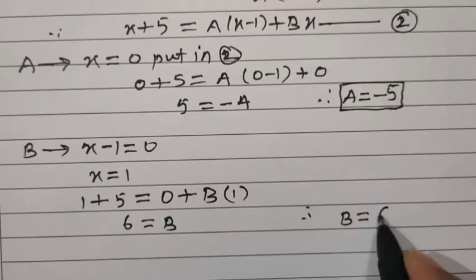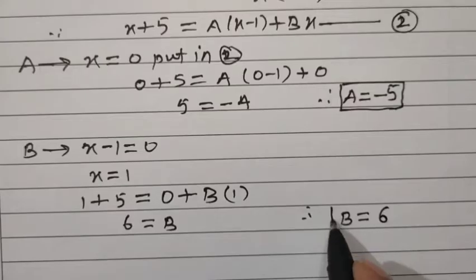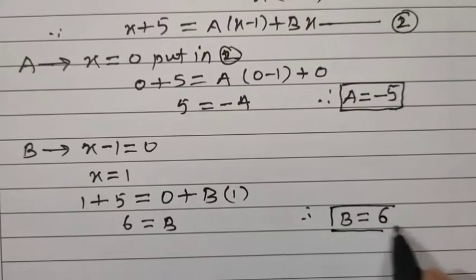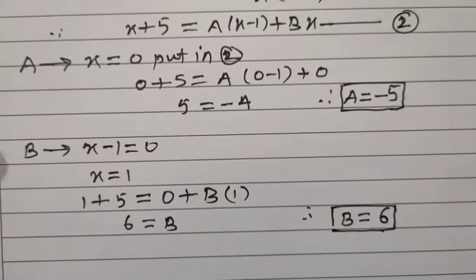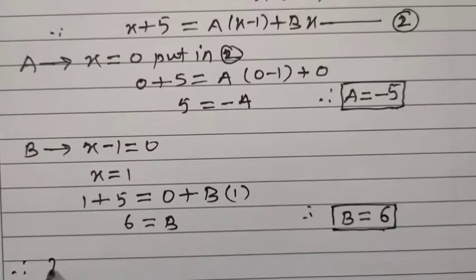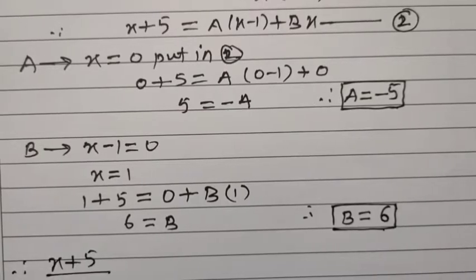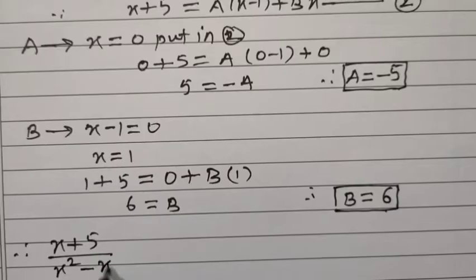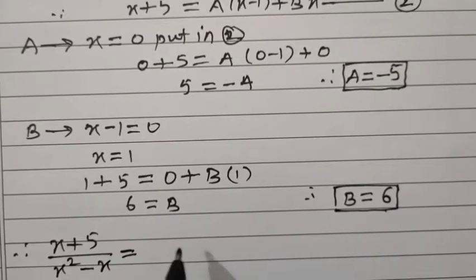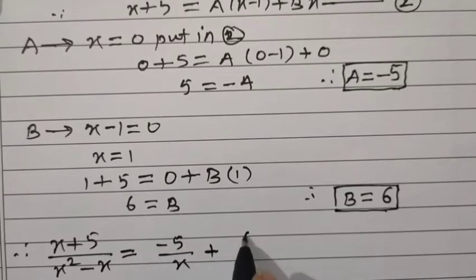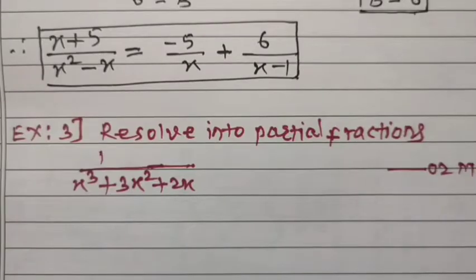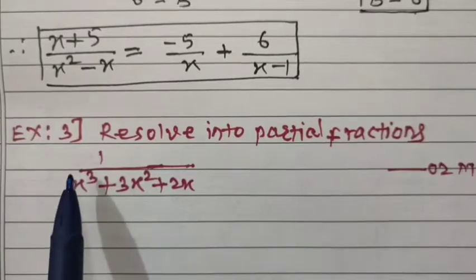Hence, b is equal to 6 and the values of these constants we have to put in equation number 1. Hence we can write x plus 5 divided by x square minus x is equal to a upon x, a is minus 5, so minus 5 divided by x, plus b upon x minus 1, b is 6, so 6 upon x minus 1. And this is the answer. Let us solve sum number 3.